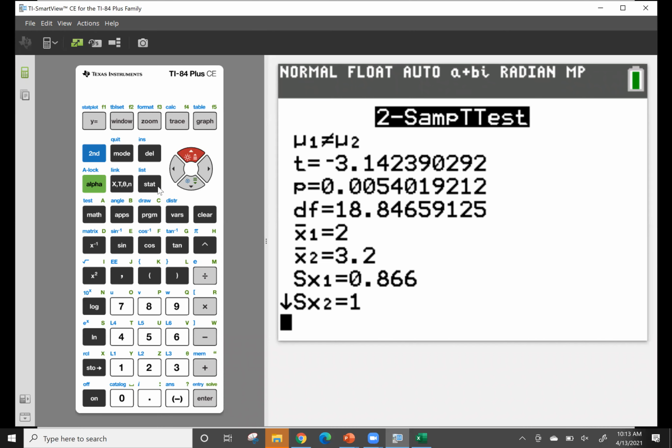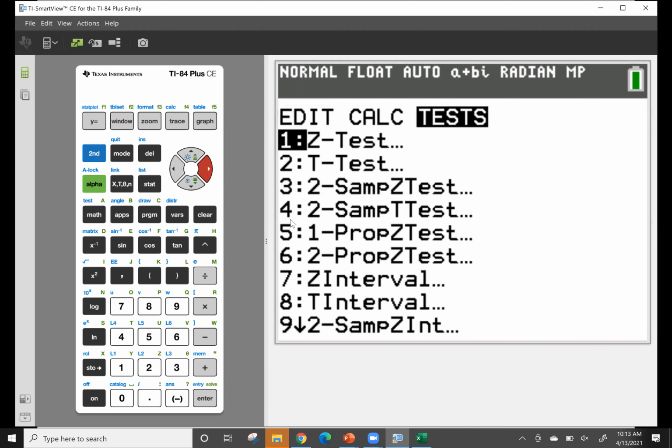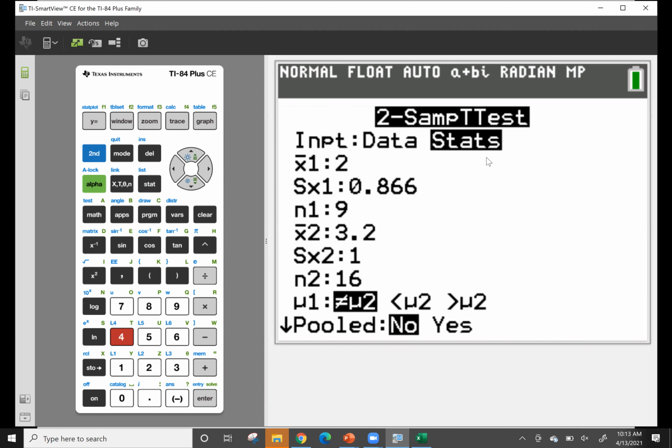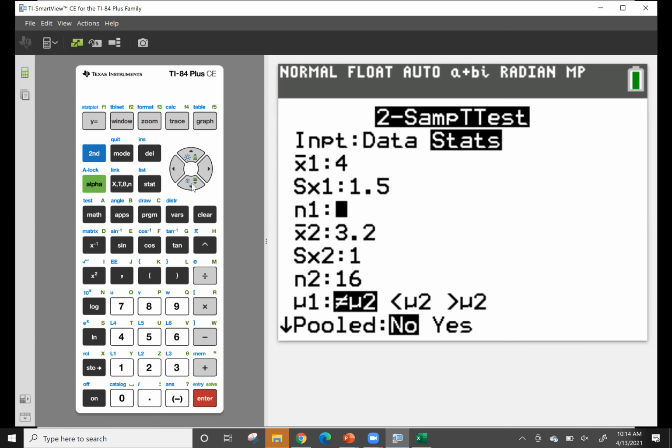So I'm going to go to my stat menu, tests. I'm going to do a 2-sample t-test, number 4. And I'm going to input my stats. So what do we have here? So let's let X1 be College A. So on average, College A students took what? 4 math classes? With a standard deviation of 1.5. The sample size of that sample was 11. How about College B? What are they, on average, 3.5? The standard deviation was 1. And they looked at 9 students.